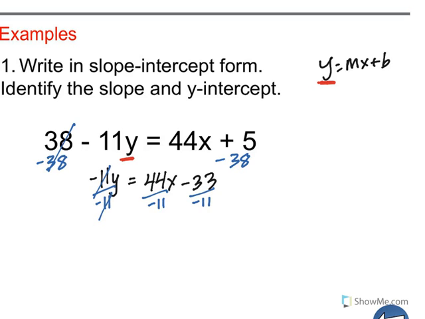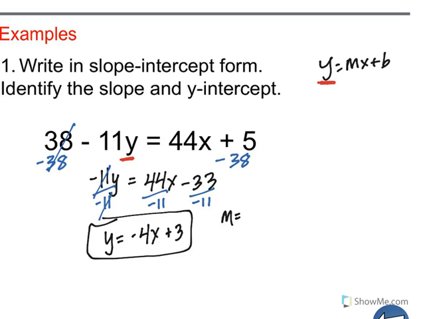So now we'll have the y value by itself. 44 divided by negative 11 is negative 4x. Minus 33 divided by negative 11 is plus 3. And so here we have our equation in slope-intercept form: y equals negative 4x plus 3. And now we're able to identify the slope from this, which is negative 4, and we're able to identify the y-intercept, which is (0, 3).